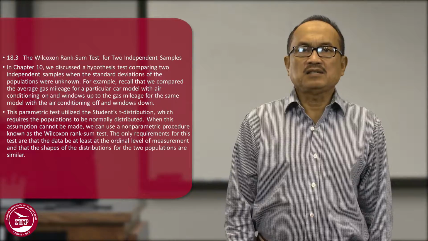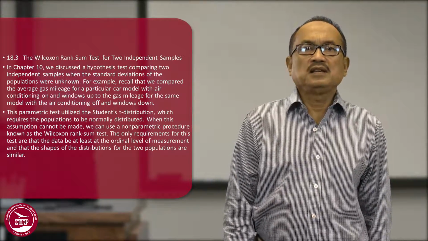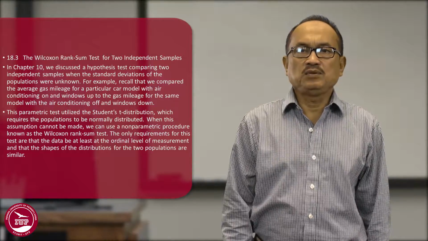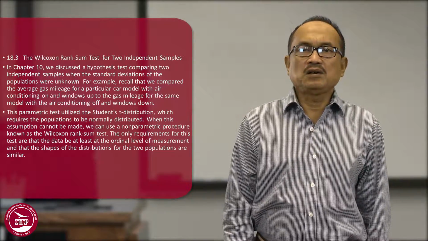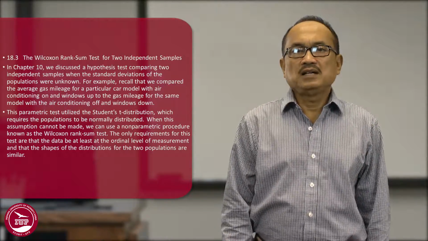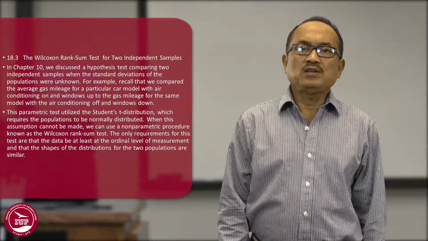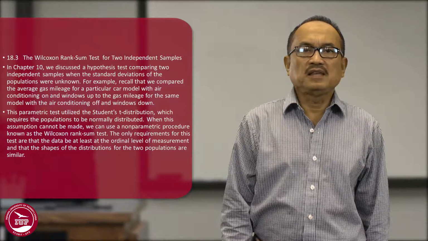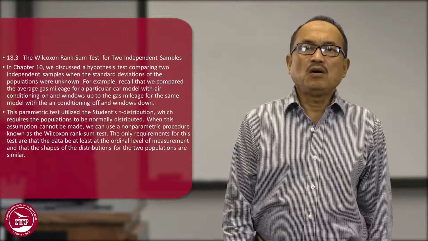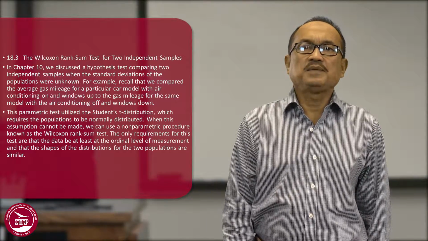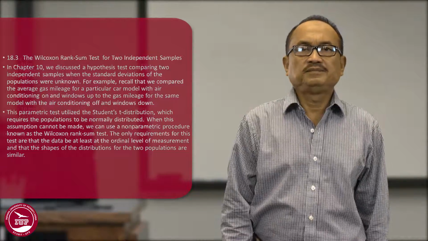These parametric tests utilize the Student's t distribution, which requires the population to be normally distributed. When this assumption cannot be made, we can use a non-parametric procedure known as the Wilcoxon rank sum test. The only requirements for this test are that the data be at least at the ordinal level of measurement and that the shapes of the distributions for the two populations are similar.